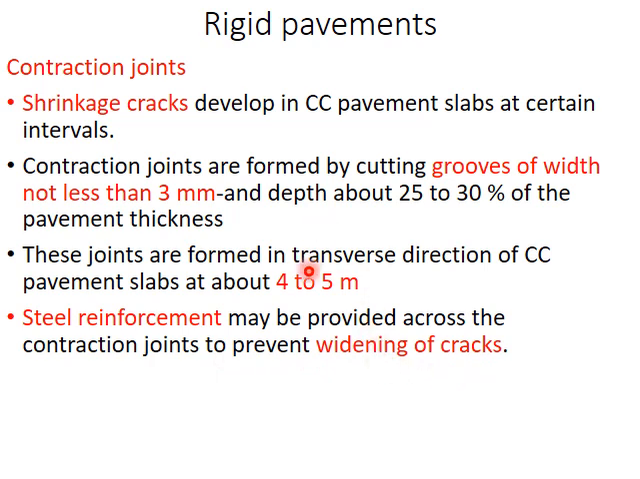These joints are provided at spacings of 4 to 5 meters, and they are formed by cutting grooves of width not less than 3 mm on the pavement slab, with depth about 25 to 30% of the pavement thickness. Contraction joints are also provided to prevent shrinkage in pavement slabs. So longitudinal joints are provided at spacing equal to lane width, and contraction joints are transverse joints which are provided at spacing equal to around 4 to 5 meters.